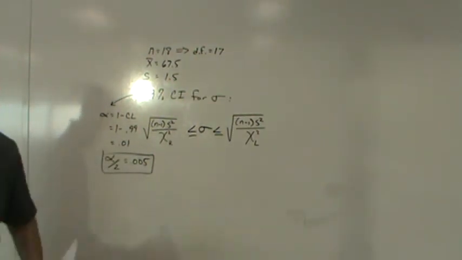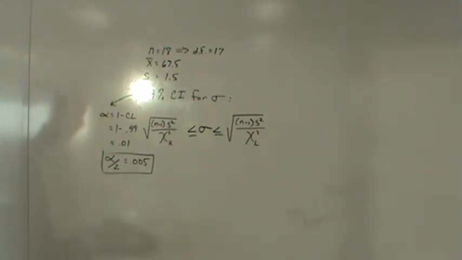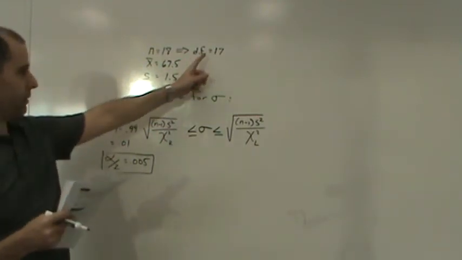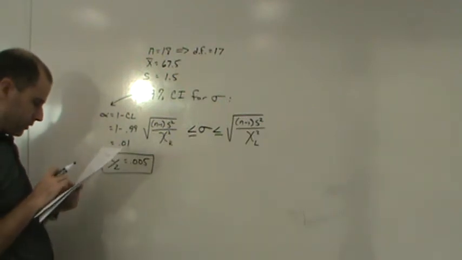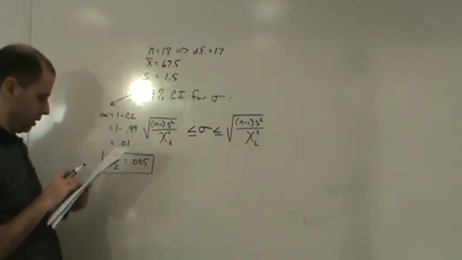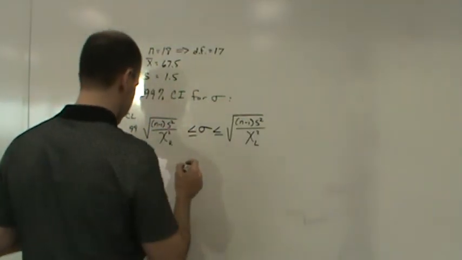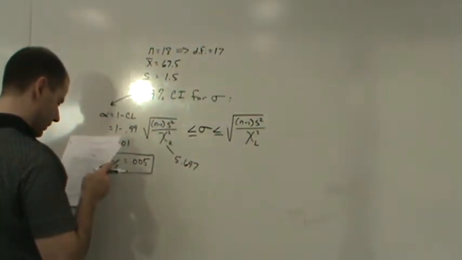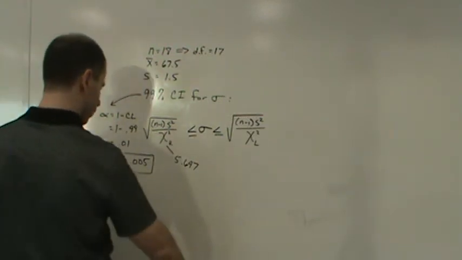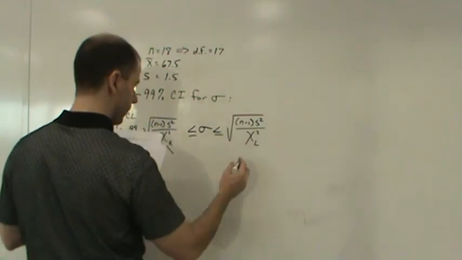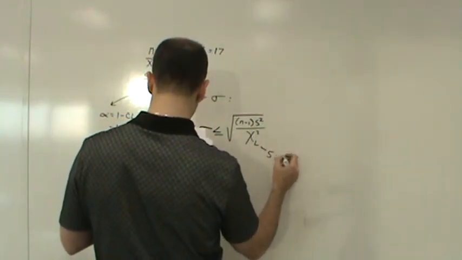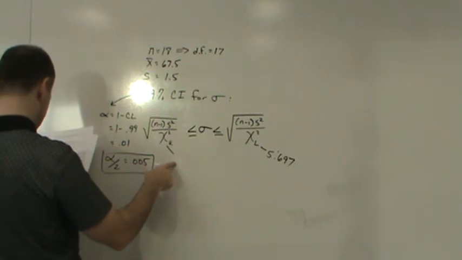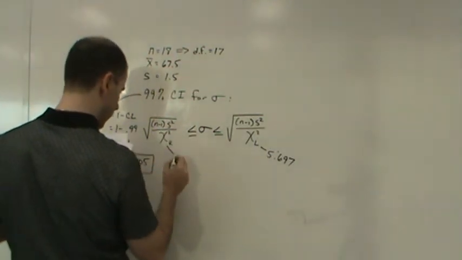So now, what am I going to do? I'm going to look up the critical values. I'm going to use the table, and I'm going to look for 0.005 on both sides, and go down to the 17 degrees of freedom. So 0.005 on the left gives me a critical value of 5.697. And then the right side is going to be 35.718.